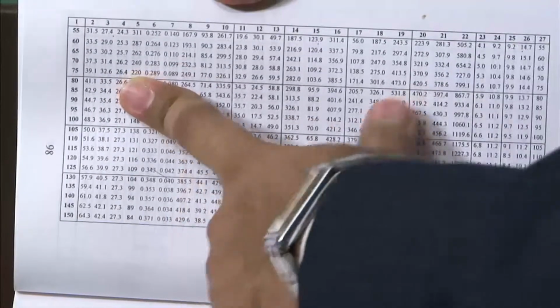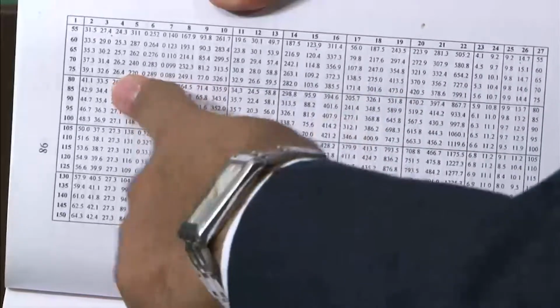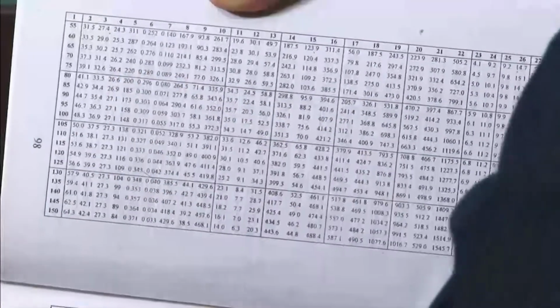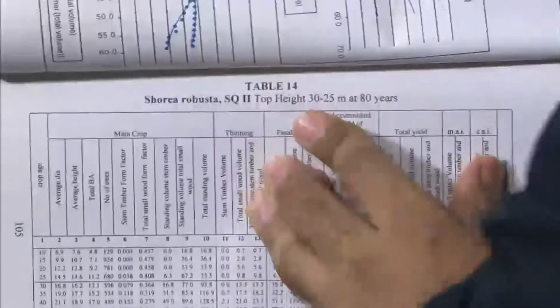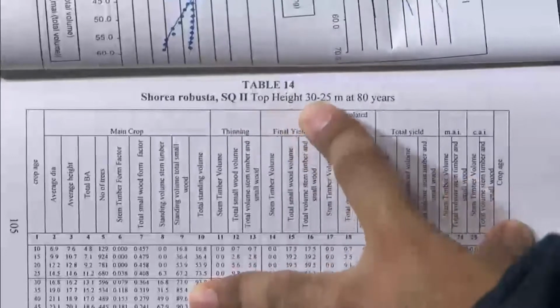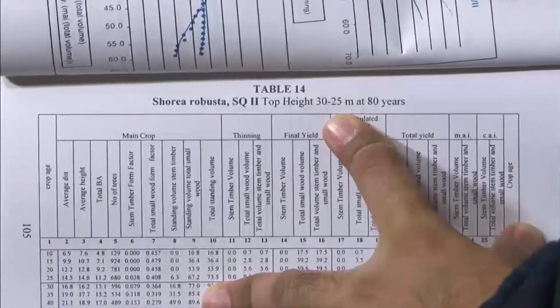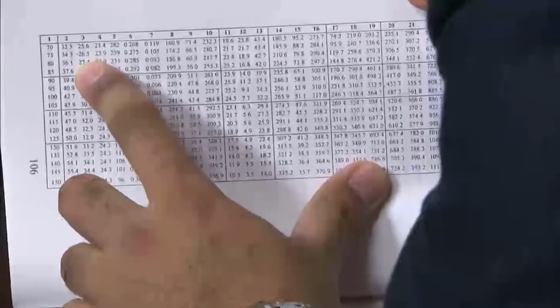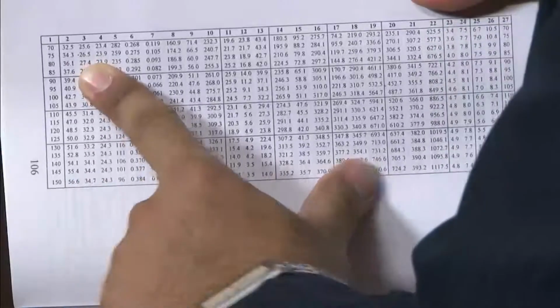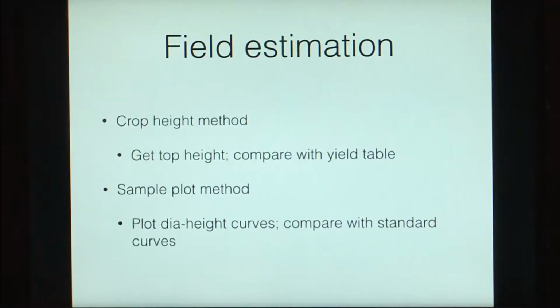So, any forest in which your trees have a height greater than this, or whose top height is between 30 to 40 meters, will be called a site quality 1 forest. On the other hand, we define a site quality 2 forest as one having a top height of 30 to 25 meters at 80 years of age. If you look at this yield table, at 80 years of age, this forest has a height of 27.4 meters. That is the average height; the top height might be a bit greater than that. So, just by looking at the top heights of your forest, you can figure out the site quality.